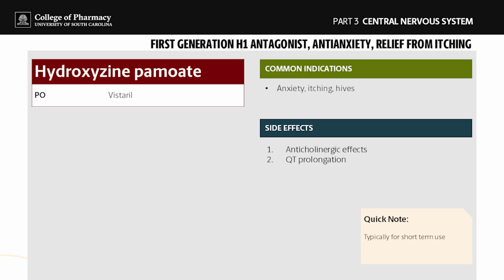Here's another one. But the cool thing is, this is a different salt. This is hydroxyzine pamoate. The brand name of this is Vistaril. It can be used for anxiety, itching, and hives, but this drug tends to be used more for anxiety and sleep. This has the same side effects, but it's generally used for anxiety, and it's typically used for a short amount of time.